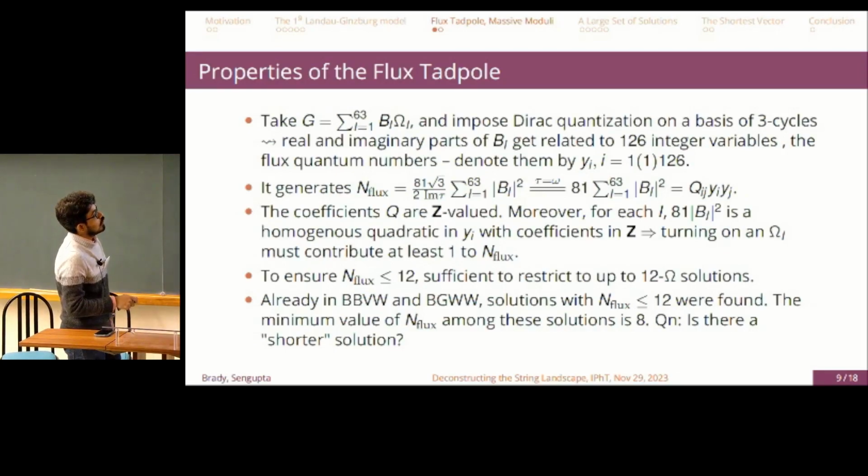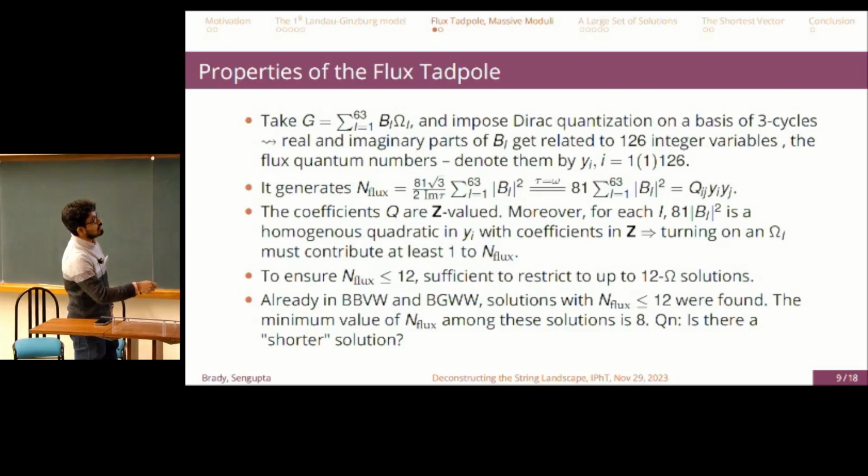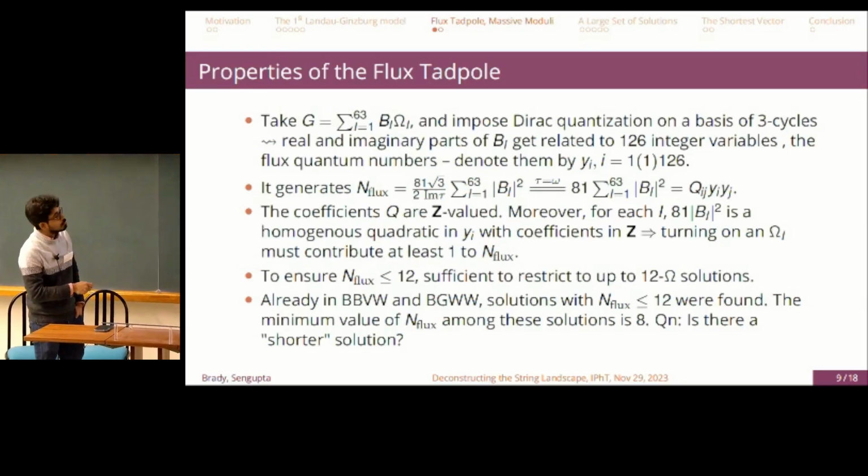So we already know these bi's are related somehow in a linear way to these 126 integers. So when you expand this out, when you replace the variables, you find that the flux Tadpole is equal to a homogeneous quadratic in 126 integer variables, where all the coefficients are integers. So that essentially tells you that the values of the flux Tadpole are integer.